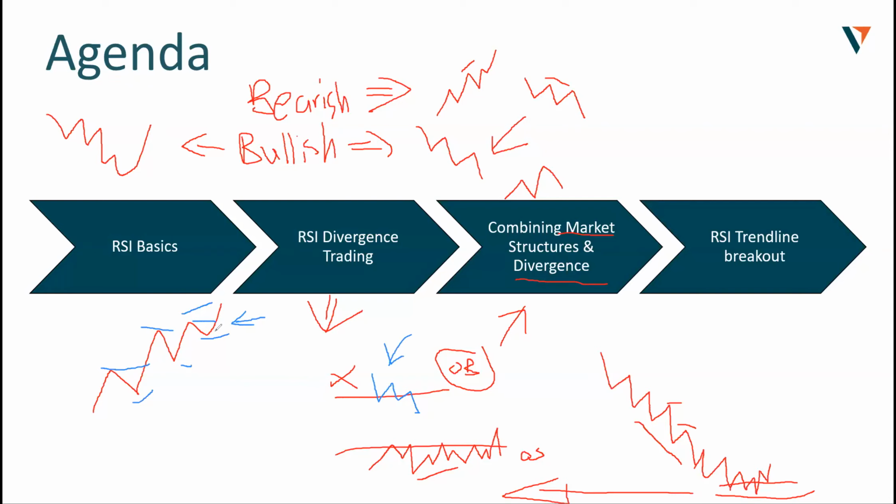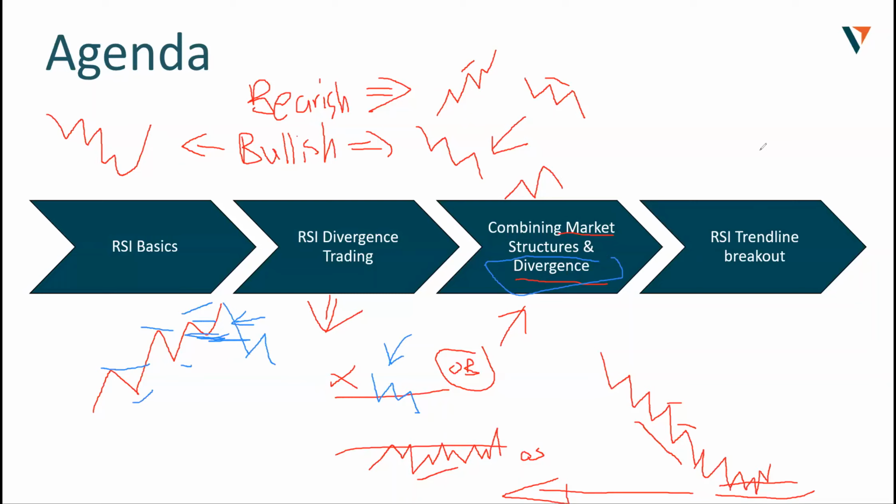So if there's a change in structure, there's a break of the last low, you can see that this is the first sign that we could be seeing a reversal. Okay, so we want to combine market structures and divergence, right? Not just trading this solely in isolation. So that's on market structures.